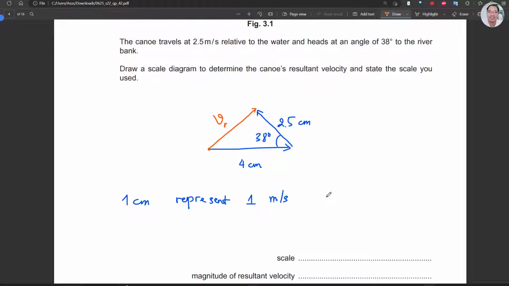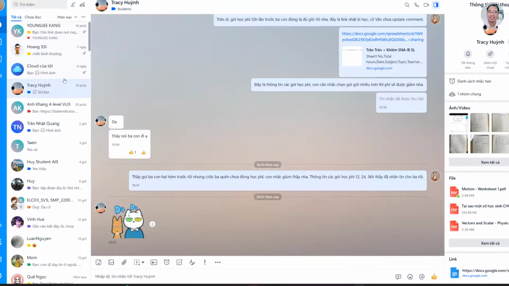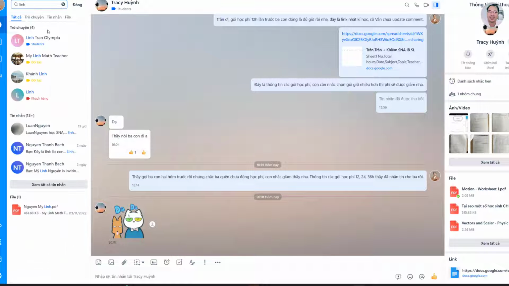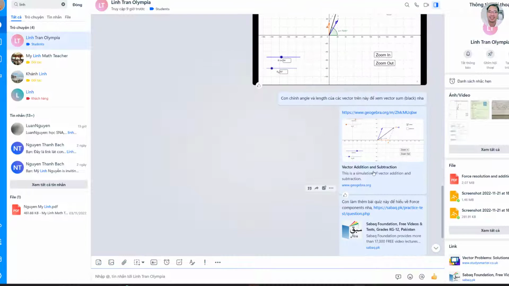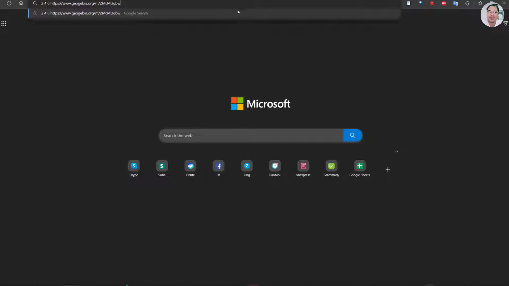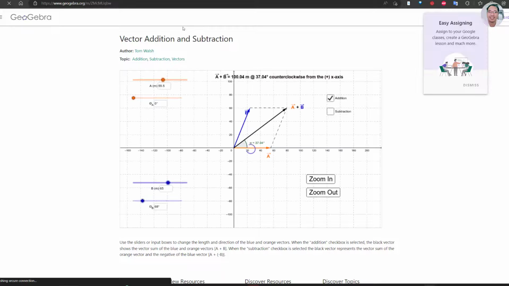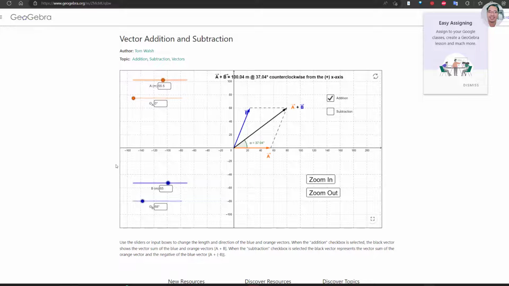With the correct scale, 4 centimeter and 2 centimeter, you can use a ruler to measure the length of the resultant velocity. And of course, you use a protractor to make sure that this is 38 degrees. Once I helped a student use an application to find that resultant velocity, so here it is. Using this software will be faster than drawing on paper.